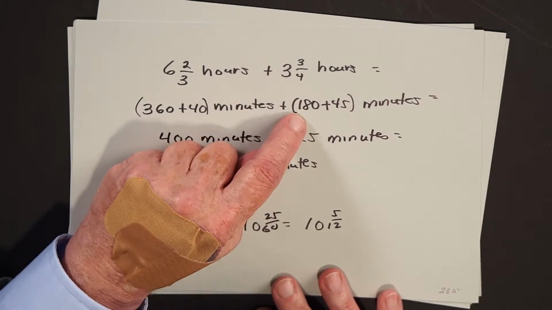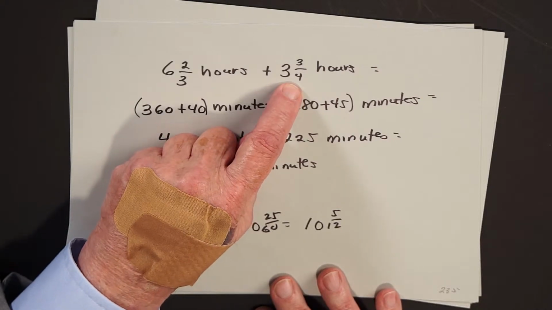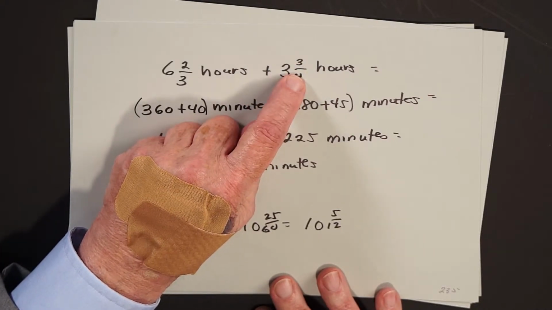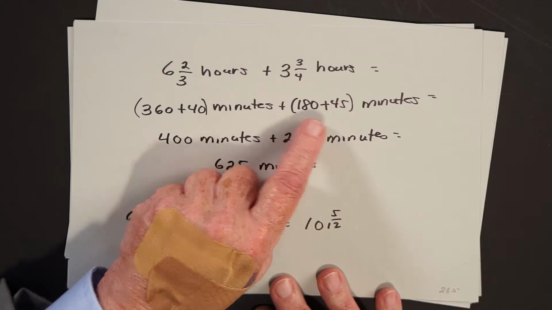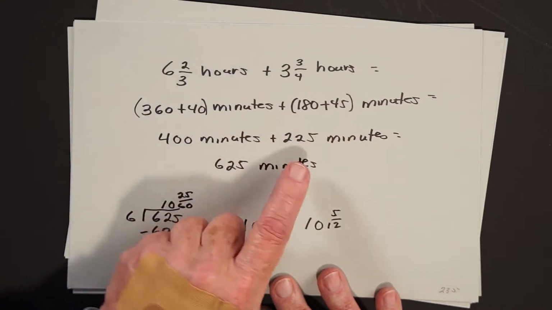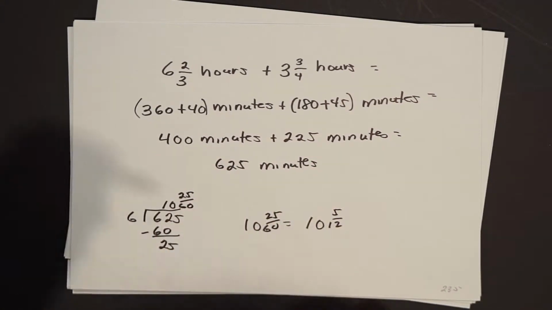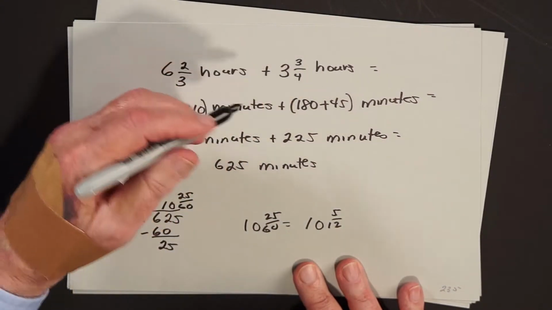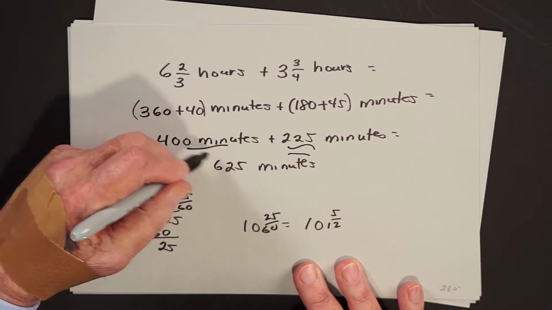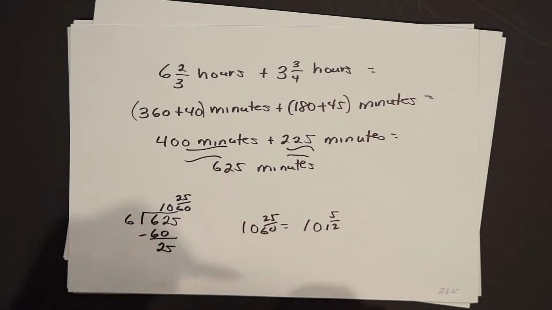3 3/4 hours, well, there's still 60 minutes to an hour. 60 times 3 is 180. 3/4 of an hour. A quarter of an hour is 15 minutes, so 3/4 of an hour is 45 minutes. So 3 3/4 hours is 180 plus 45 minutes. That's 225 minutes. Now, instead of dealing with mixed numbers, I'm dealing with whole numbers. 400 plus 225 is 625.